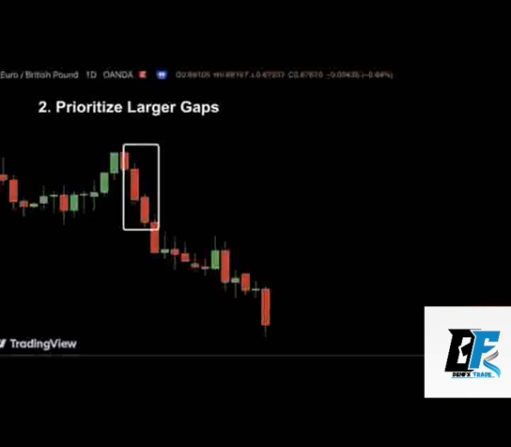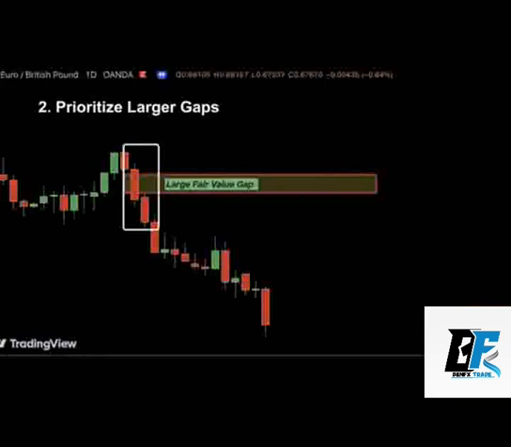Prioritize larger gaps. Larger fair value gaps are typically more reliable. They indicate a stronger imbalance between buyers and sellers, making them more likely to act as solid support or resistance zones. When comparing gaps, always prioritize those with greater size.